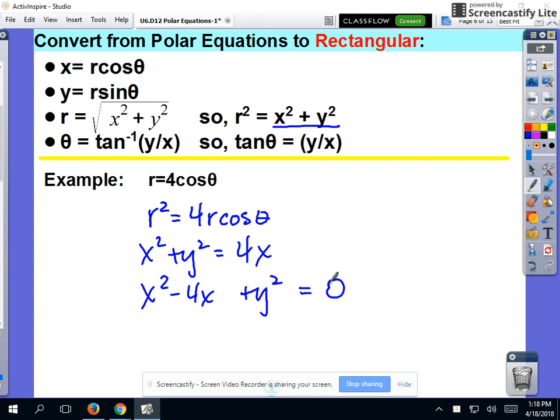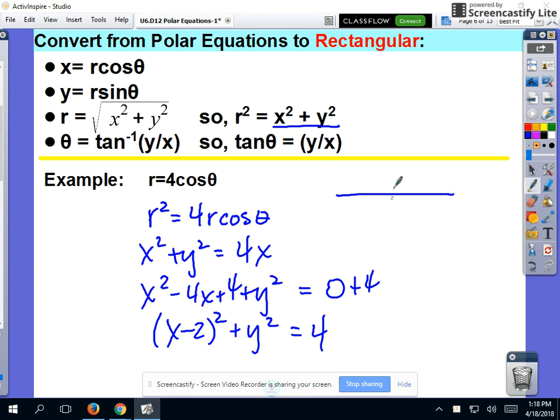And then we have to halve and square. So half of negative 4 is negative 2, squared is 4. And then we add it to the other side. And we end up with x minus 2 quantity squared plus y squared is equal to 4. That means we have a radius of 2, and we're centered at 2, 0.